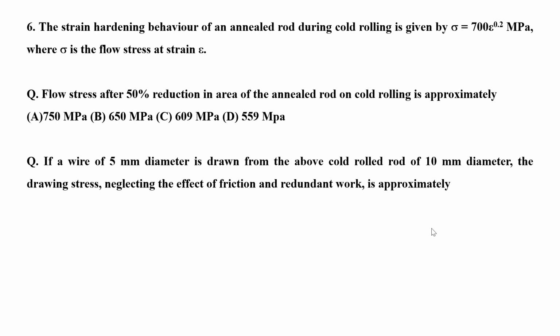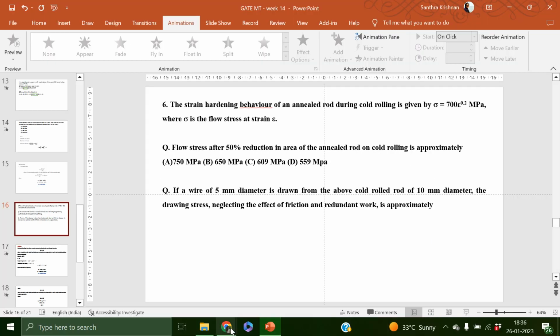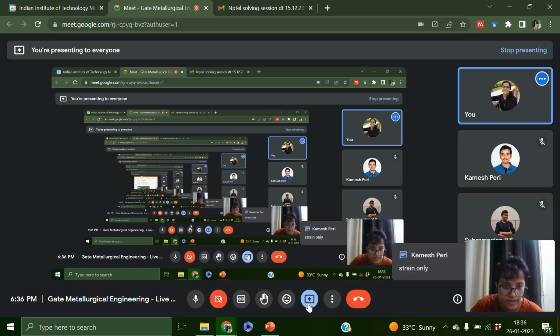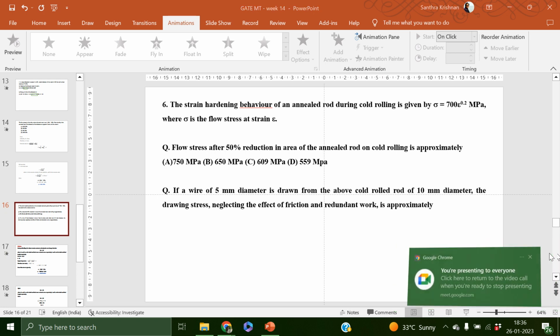So here it's basically mentioned 50 percentage reduction in area. So first you have to equate volume and then find the relationship for length. So Kamesh, were you able to identify where it went wrong? Strain only. Okay, fine, fine.